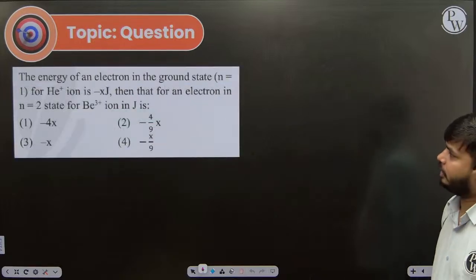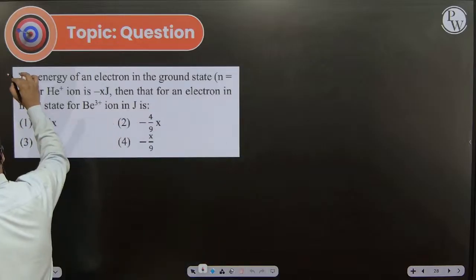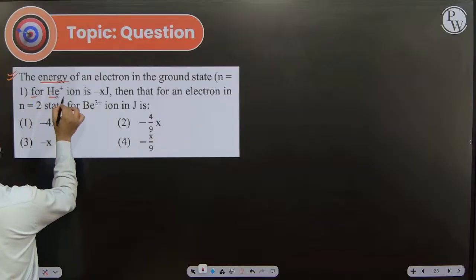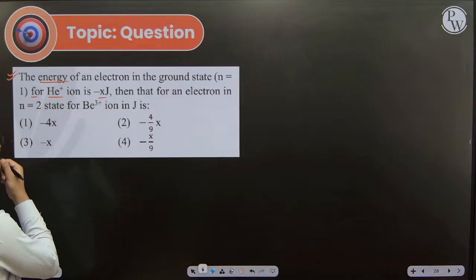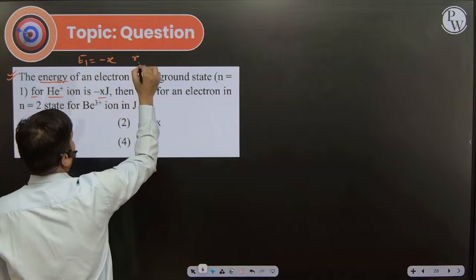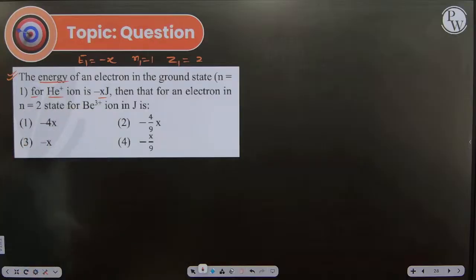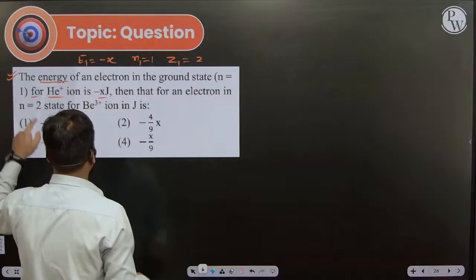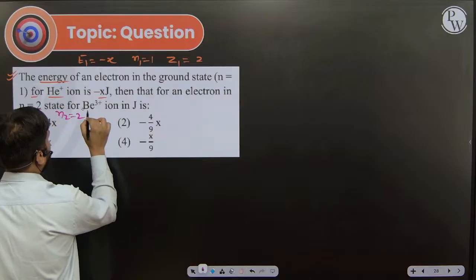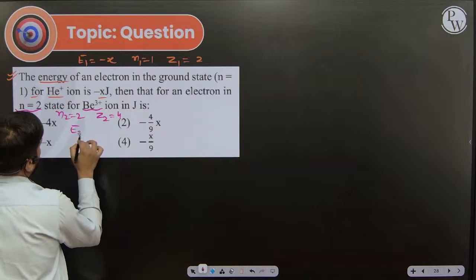Okay, the next question in front of us is this one. First you read out the question. The question is: the energy of the electron in the ground state for helium plus is minus x joule. So you are given E1, which is minus x joule, for n1 equal to 1, and for helium plus the atomic number is 2. Then they are asking for an electron in n2 equal to 2 for beryllium plus 3. For beryllium plus 3, the atomic number will be equal to 4. For this we have to calculate the energy.